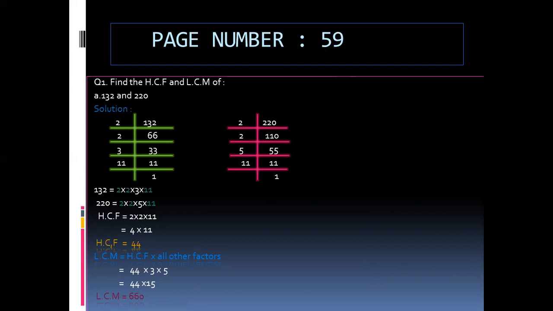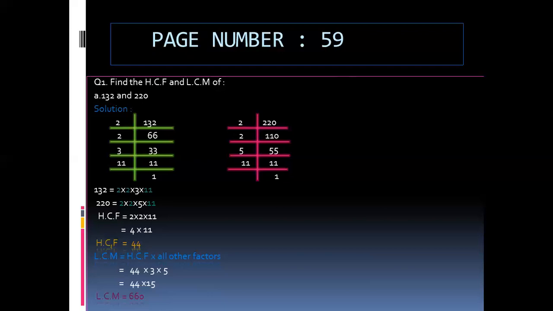Now we select the common numbers for the HCF: 2 multiplied by 2 and 11. Two 2's and one 11 are common in these two numbers. So the HCF will become 2 multiplied by 2 multiplied by 11, which is 44.